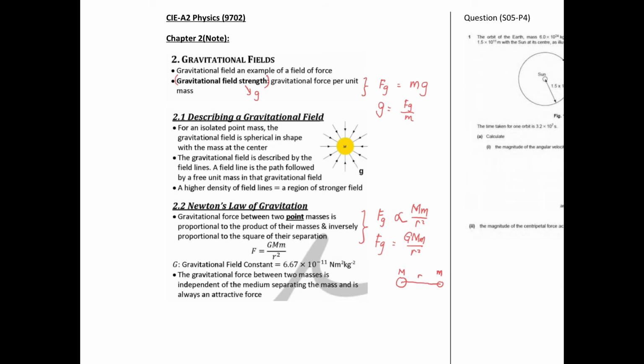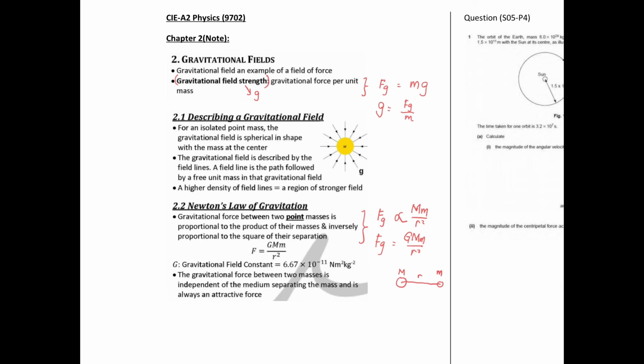Next point, the gravitational force between two masses is independent of the medium separating the masses. So that means no matter whether there is nothing in between, or air, or liquid, or a solid in between, let's say another planet, it doesn't matter. The gravitational force is the same value. And it's always an attractive force. So they attract each other.